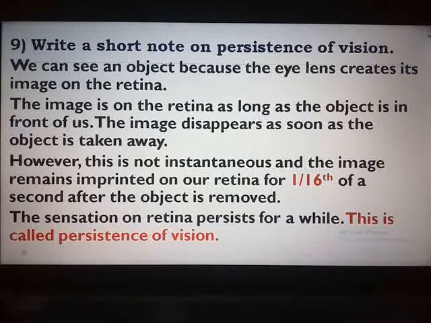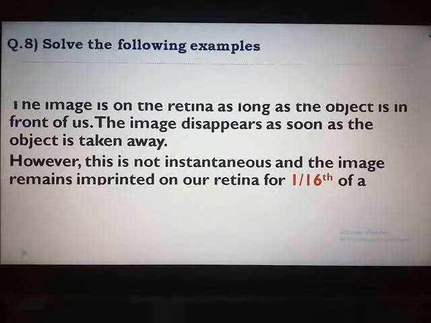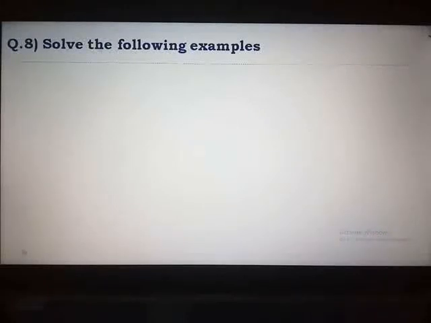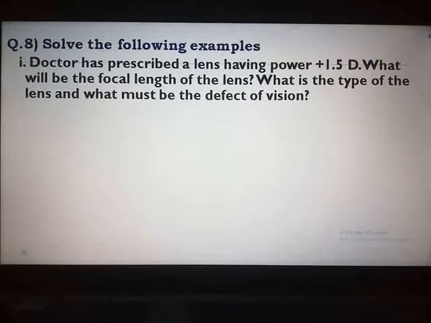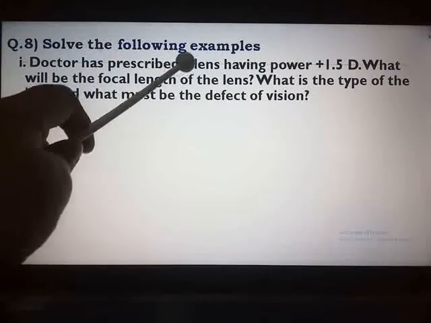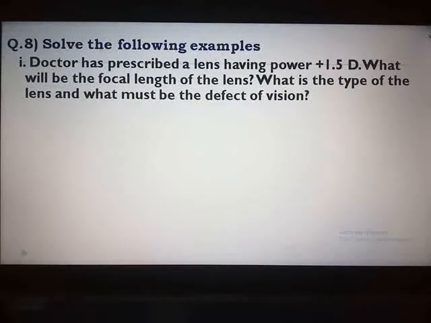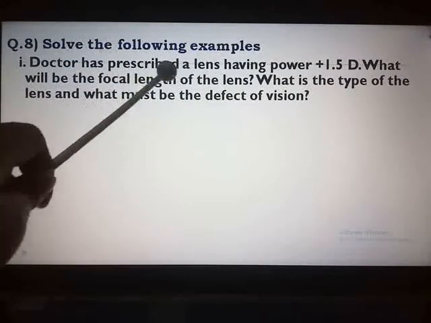I hope there is no doubt with the additional questions and the textual exercise for you. Some amount of time is left. So let us begin with the numerical examples, textual numerical examples. Question number 8, at least we will complete the first one. Very simple it is. Doctor has prescribed a lens having power plus 1.5 diopter, D means diopter. What will be the focal length of the lens?